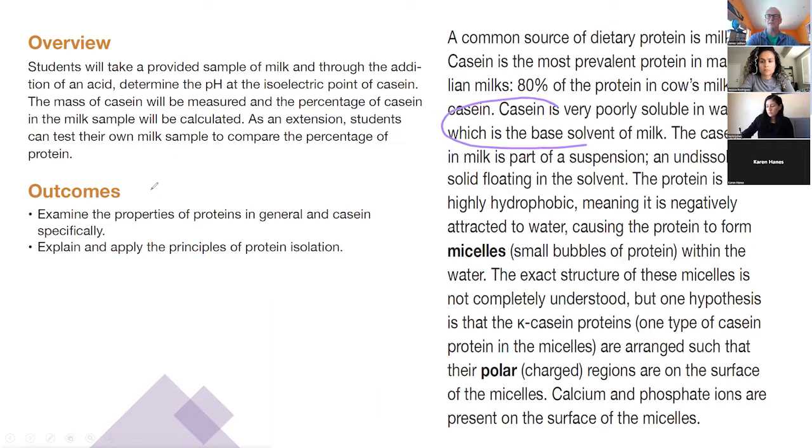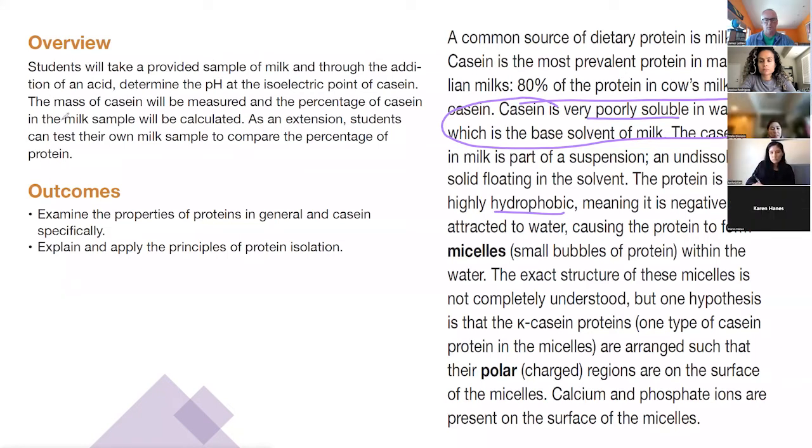Casein is not terribly soluble, which is kind of surprising when you think about it. You think that if you have all this protein in there, you would want it to be soluble and hang around in the milk. But actually, it's really quite insoluble or poorly soluble. It's really hydrophobic. So what do I mean by that? It's not soluble in water, water-fearing. Water-fearing is just terribly frightened of water.